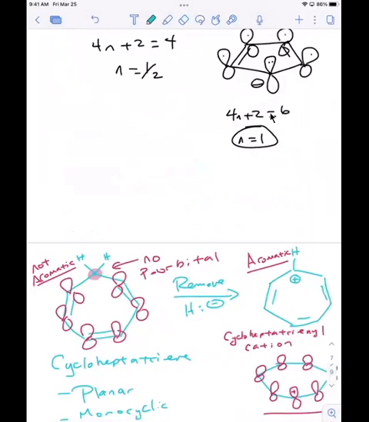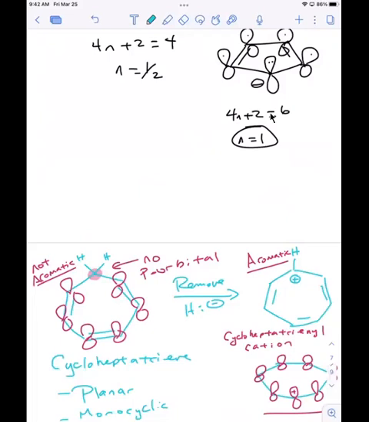I have a question. Go ahead. Can you get a little closer to your mic or speak up a little bit? Yes. So if it's not fully conjugated, all you have to do is just remove one of the hydrogens.